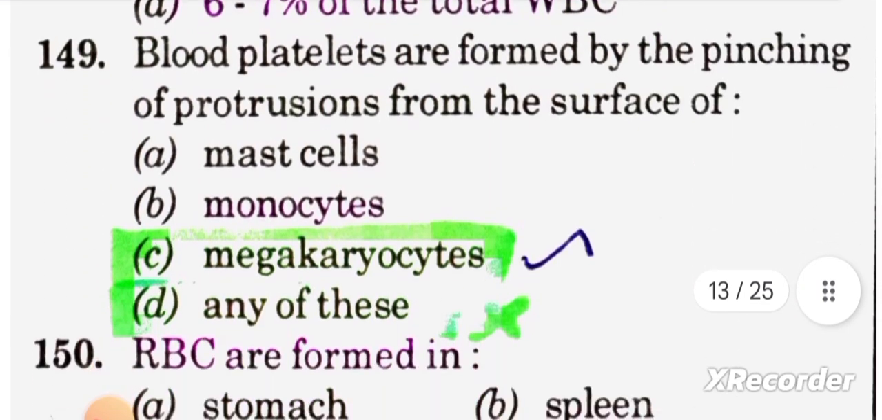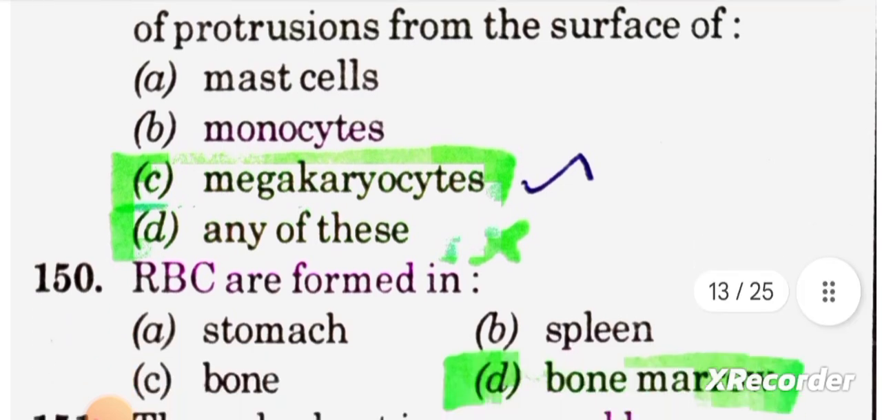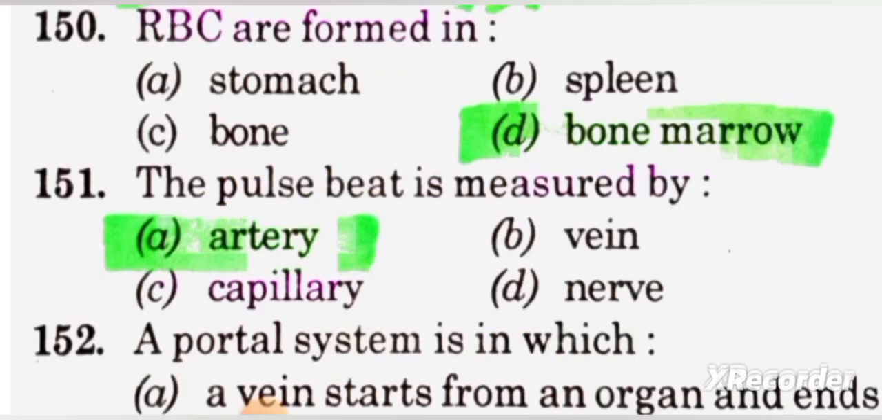Next, 149. Blood platelets are formed by the pinching of protrusions from the surface of answer C, megakaryocytes. Next, 150. RBC are formed in answer D, bone marrow. 151. The pulse beat is measured by answer A, artery.